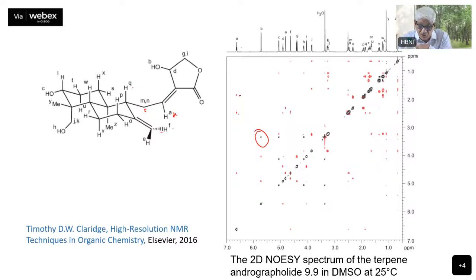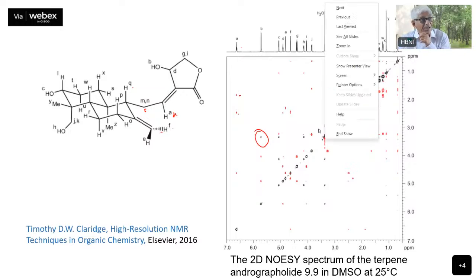So that is showing to water. Yeah, that is the hydroxyl. Hydroxyl group. B is hydroxyl. Hydroxyl is exchanging with water. So therefore it is an exchange peak.